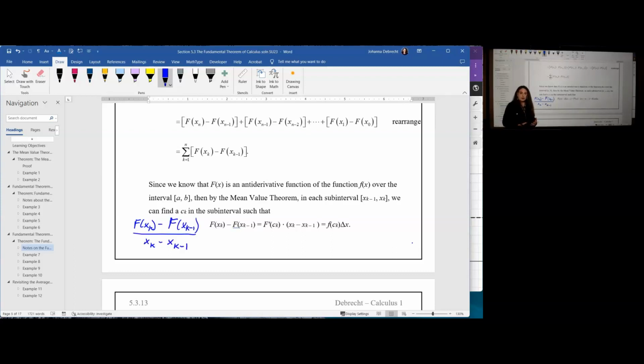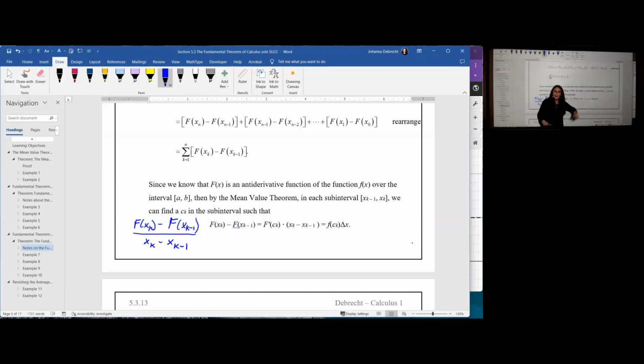According to the mean value theorem, there has to be a c sub k in this kth interval between x sub k and x sub k minus 1, where the slope of the secant line is equal to the slope of the tangent line. In other words, the antiderivative's derivative at c sub k is equal to the slope of the secant line. And then we simply move the denominator to the other side to get the antiderivative's derivative at c sub k times x sub k minus x sub k minus 1.